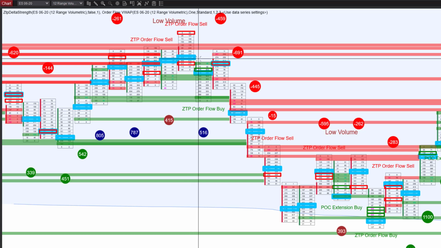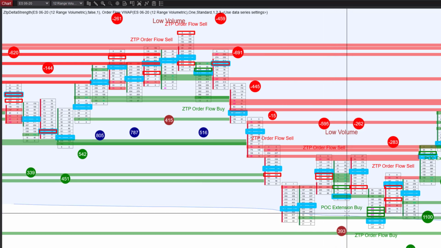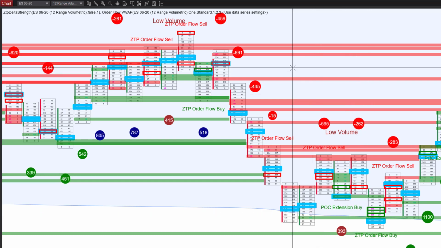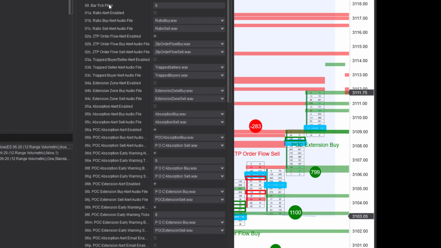Now, the only other signal that I am looking for is a POC extension or a POC absorption. And let me show you how the indicator is set up. Okay, if you are interested in the audio alerts, which I have and I am using, basically what you want to do is put this bar tick filter to 8. So that means you're not going to hear the audible alerts until there's at least 8 ranges in the bar.